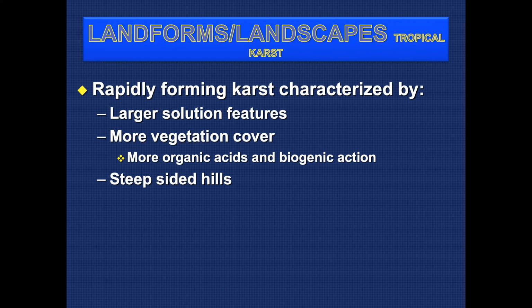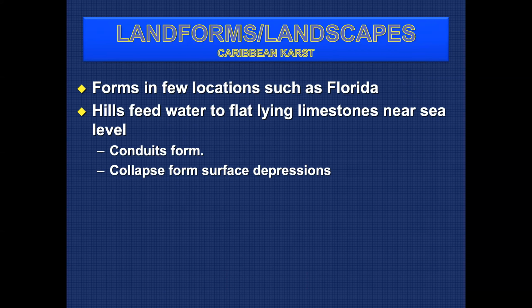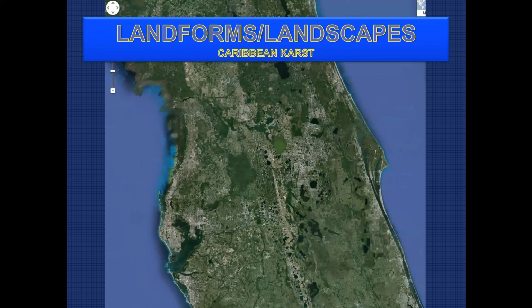Tropical karst is very fast forming, and Caribbean karst as well. And here's an example from the state of Florida. What you can see in this image, this happens to be Central Florida, is if you look closely, you will see lots of circular lakes. These are all sinkholes that have been filled with water. If you have some time, use Google Earth and start looking closely at this. It will give you a better visual idea of what this is.